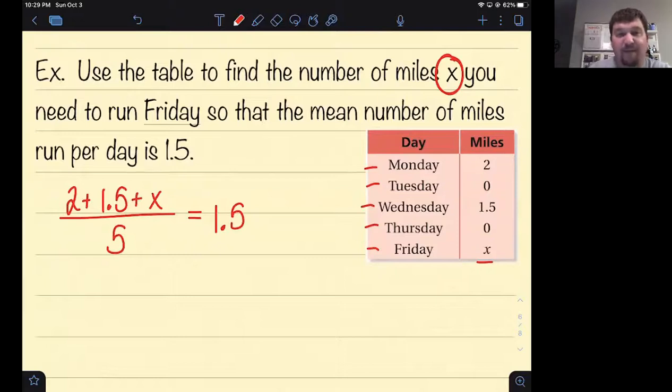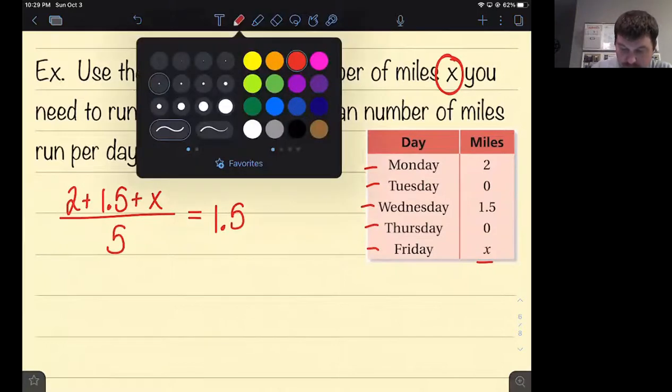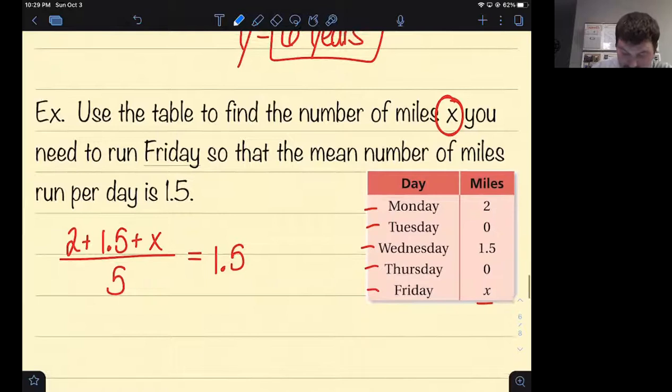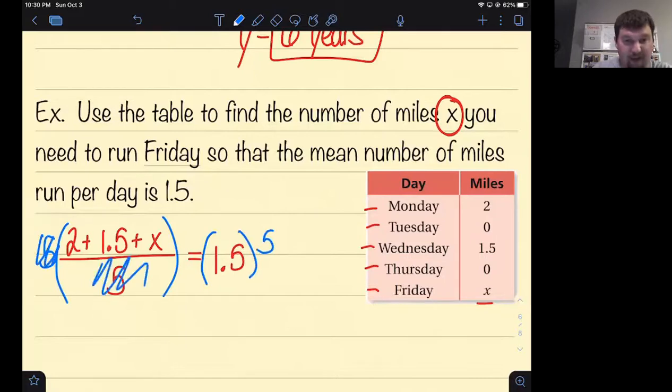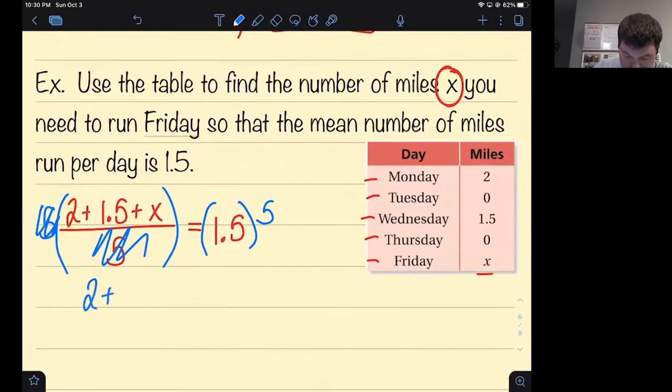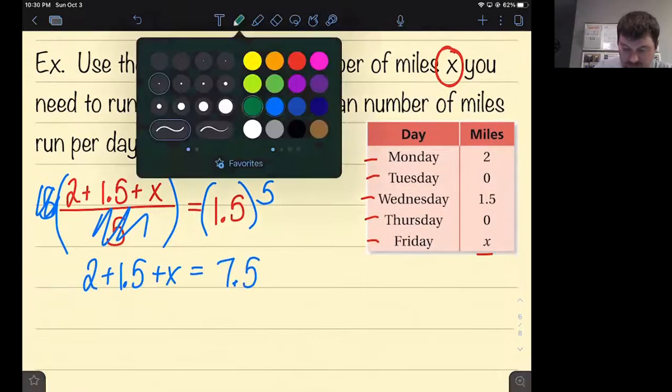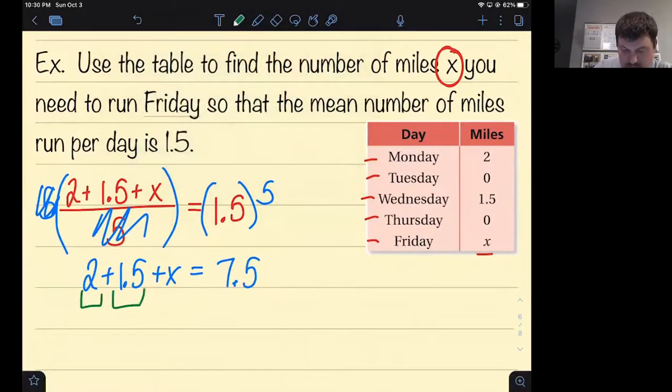So we have here a big fat fraction. What I'm going to do is clear that fraction by multiplying both sides by 5. So all that's going to do on this side is cancel out with the 5. And so I'm really left with just 2 plus 1.5 plus X is equal to, and then 1.5 times 5. I want to say that's 7.5. Yes, it is 7.5. Now I'm going to combine my like terms. The 2 and the 1.5 give me 3.5.